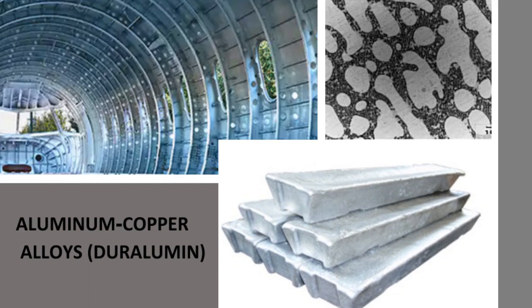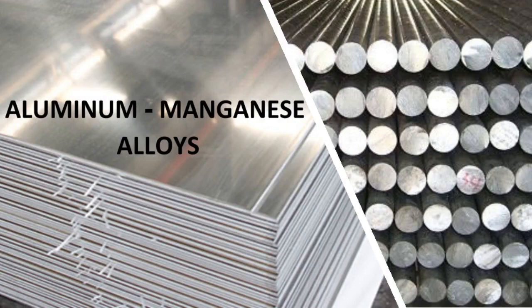Aluminum manganese alloys. This alloy is not heat-treatable, but has good machinability, and it is easily welded. The amount of manganese is only approximately 1.5%. Its applications are kitchen utensils, structural components, gas and oil tanks, tubing and sheeting.